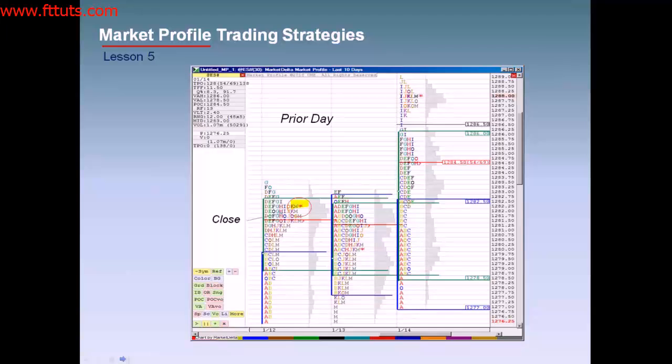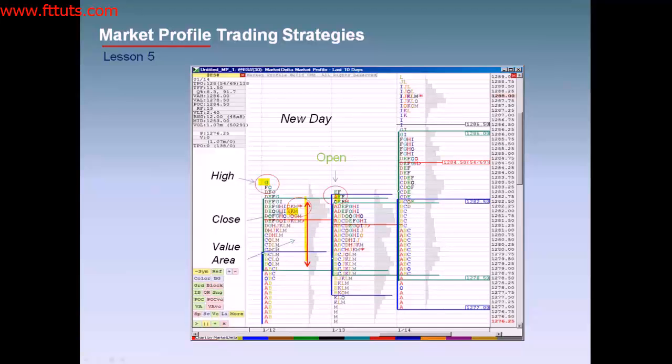And now I move on to the next day, but I also wanted to identify the high before we go on to the next day. So I have the close and the high. Now we're ready for the next day. The value area. Three key things: high, close, and the value area. Now we open up here.